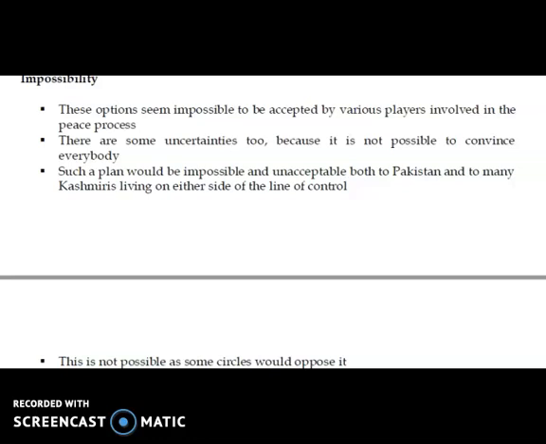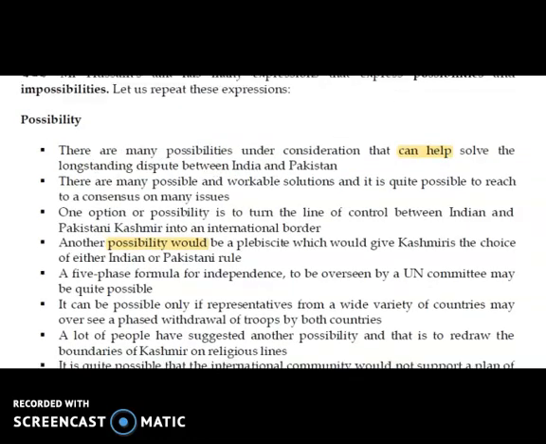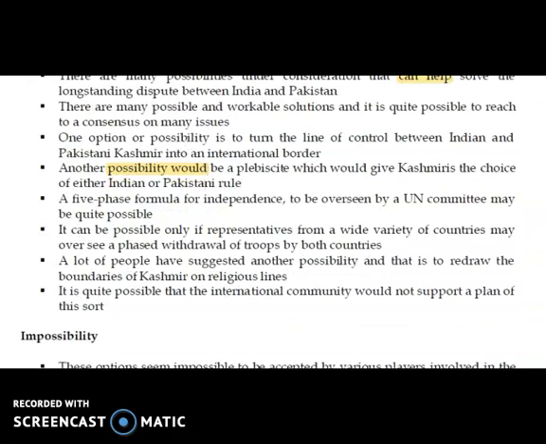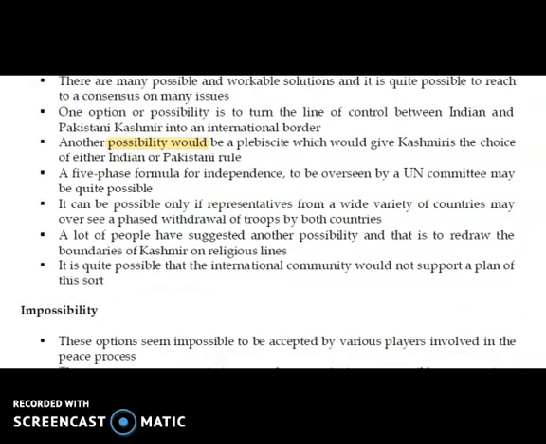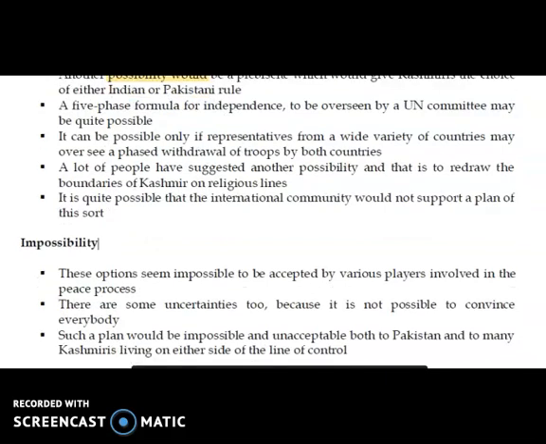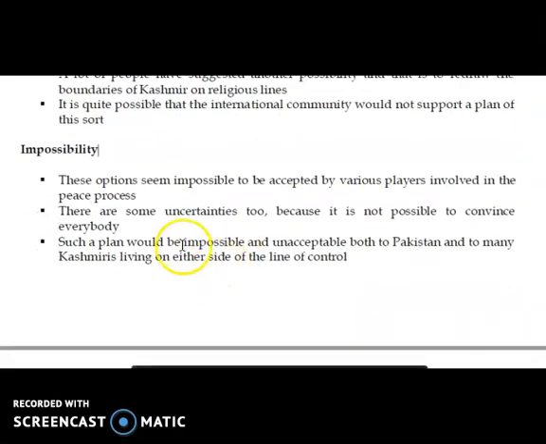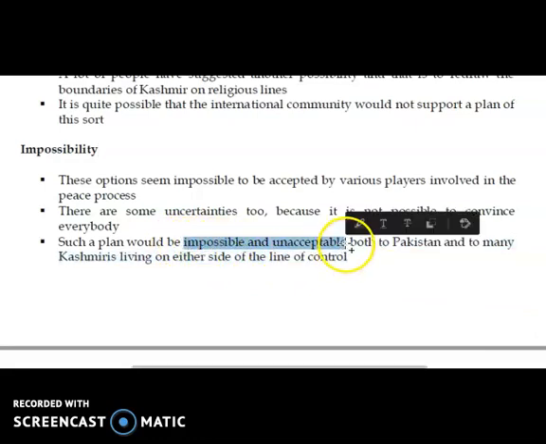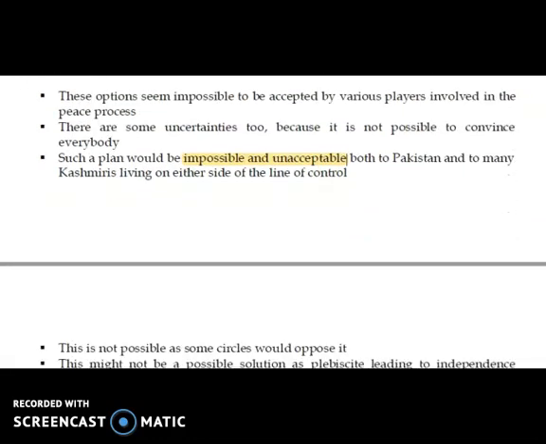Here we talk about impossibility. Let's have a quick discussion about the situation where you are leading towards the state of impossibility and you have to explain it thoroughly. So just take a quick review. It seemed impossible to be accepted by various players. Some are uncertainties because it is not at all possible. Okay, you are going ahead. Such a plan would be impossible and unacceptable. It is a really very strong expression which says a complete, thorough no to many things, right?